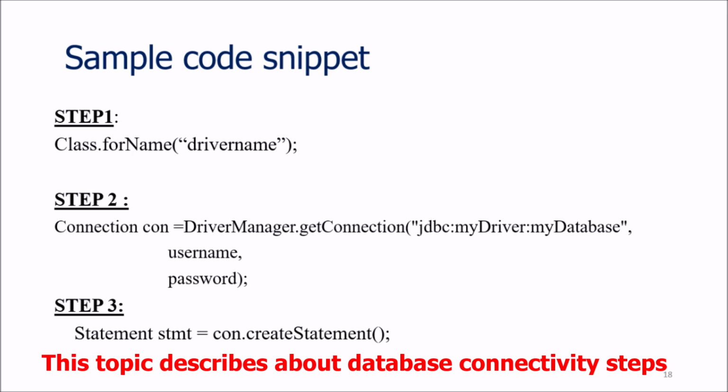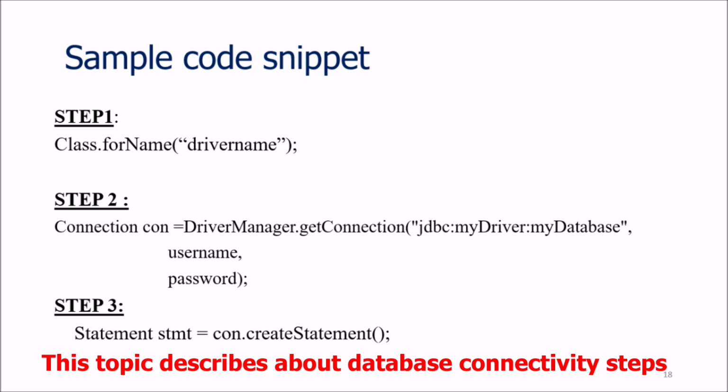So this is the sample code snippet. The first step is we have to load the driver. Here Class.forName, and we have to specify which type of driver we have to use. The second one is we have to create a connection. Here you have to specify which type of database you are using, either MySQL or Oracle or SQL or any other kind of database, and you have to provide the username and password for the particular database. This step 2 will create a connection to the particular relational database.